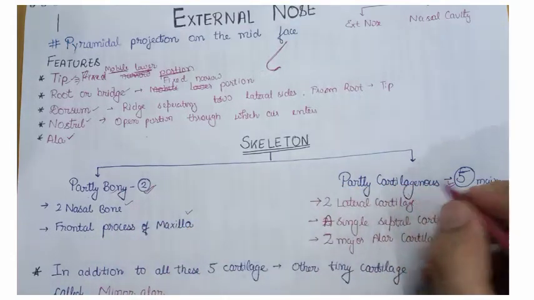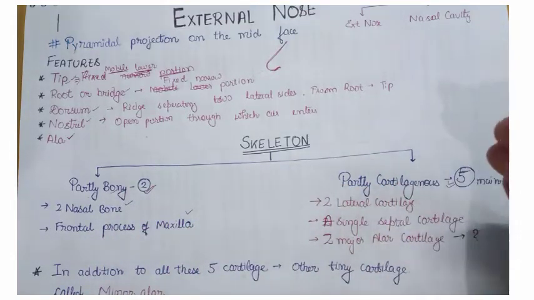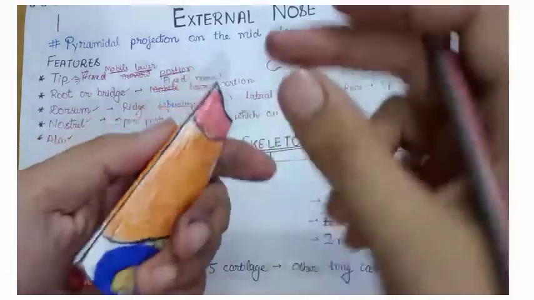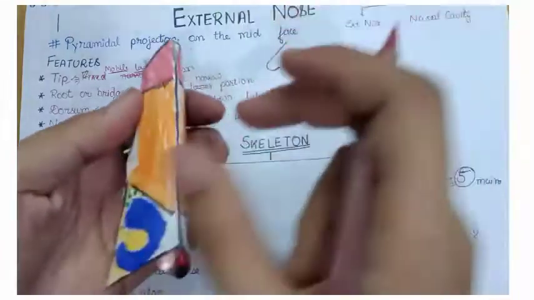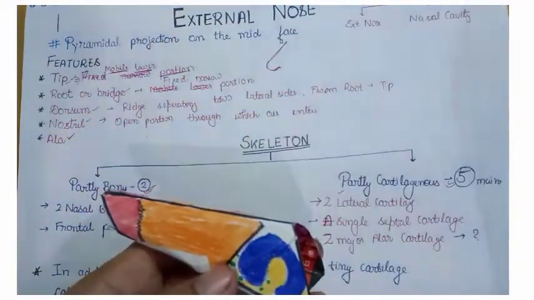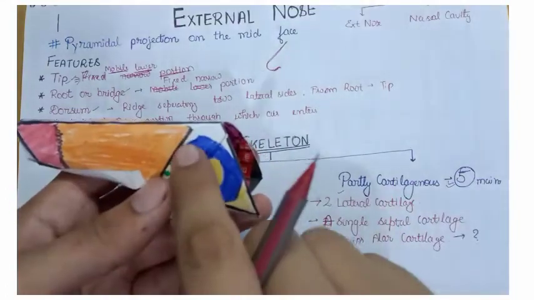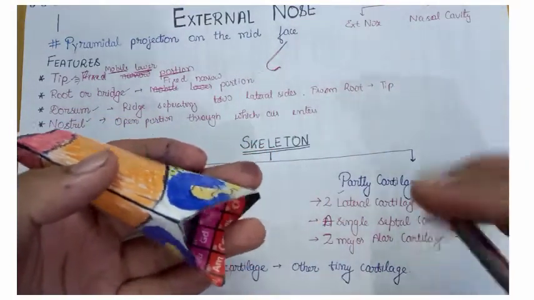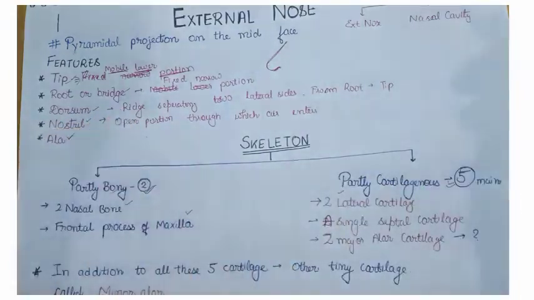We have 5 cartilaginous portions: the 2 lateral cartilages, the 2 orange colored lateral cartilages in the upper part, below the red colored 2 nasal bones, the blue colored 2 horseshoe shaped major alar cartilages, and a septal cartilage in between. You can see a question mark over the 2 major alar cartilages, because you have to know more in depth about this.